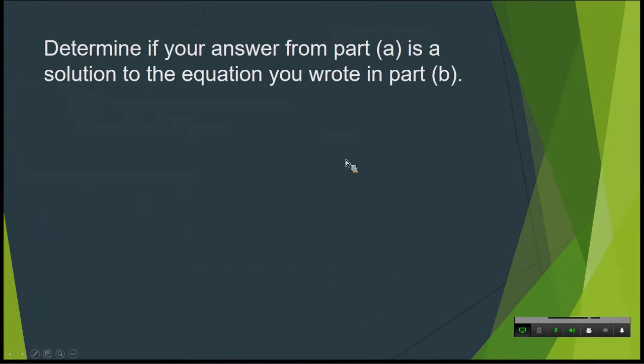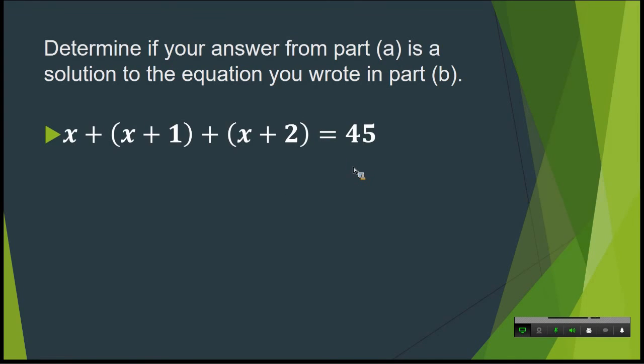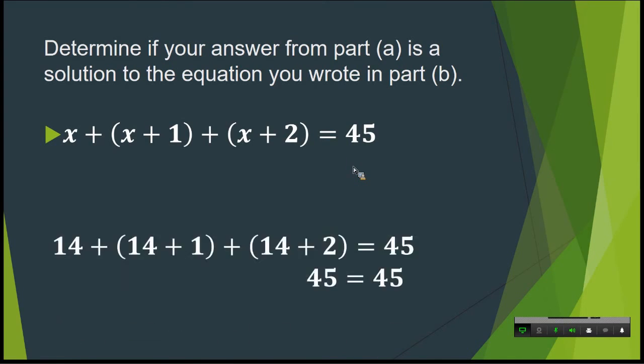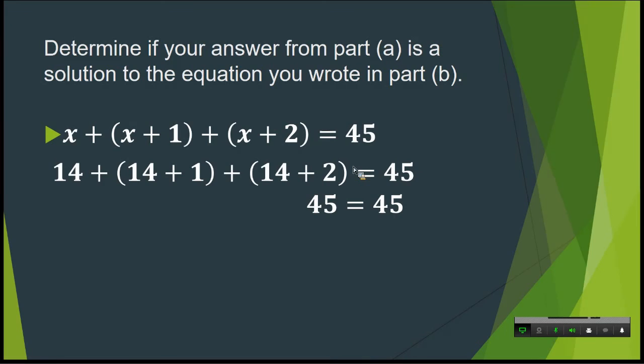Part C. We want to determine if our answer from Part A is a solution to the equation you wrote in Part B. So here's our equation. We substitute in 14 for x, and we find that we get 45. 45 equals 45, so therefore, yes, our solution is correct. And it makes the statement true.